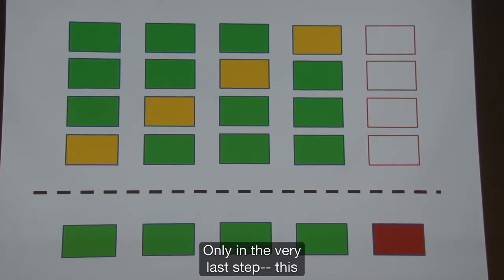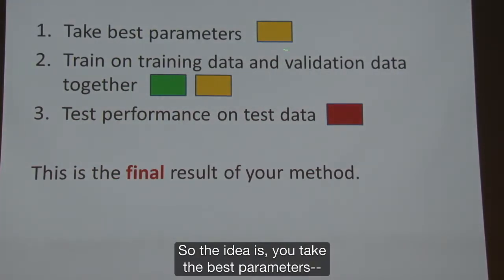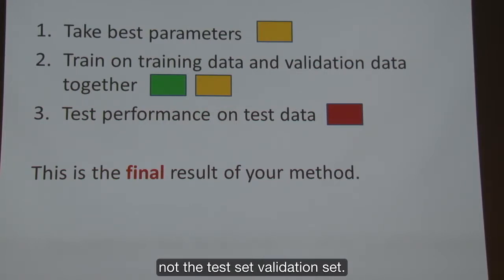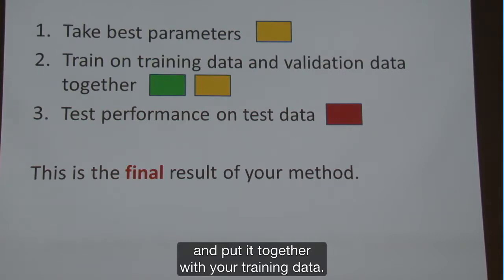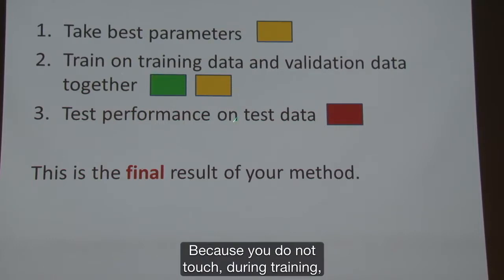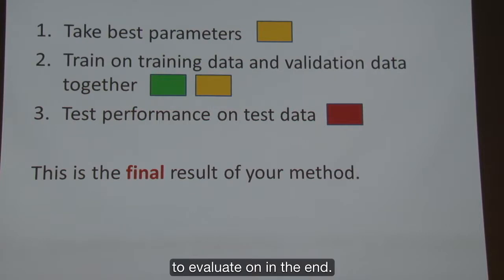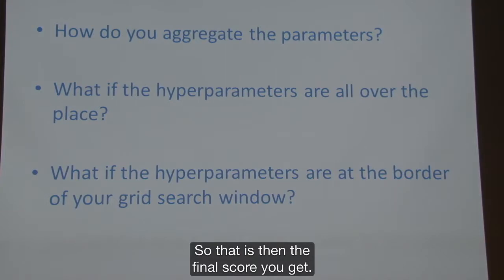Only in the very last step. This can give a bit more data to your training algorithm. So the idea is you take the best parameters, and best is determined by your validation set, not the test set, validation set. And then once you have that, you actually can use this chunk and put it together with your training data. That's okay, right? Because you do not touch, during training, you still do not touch the test data, which is the one you're actually going to evaluate on in the end. So that is then the final score you get.